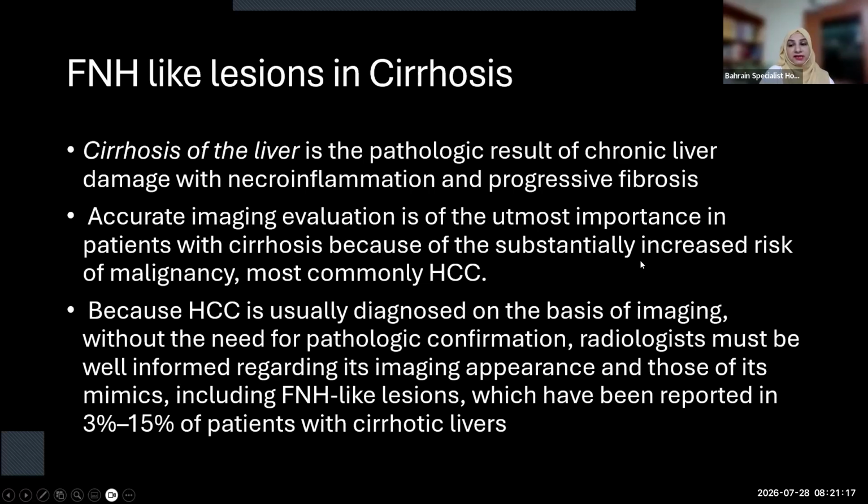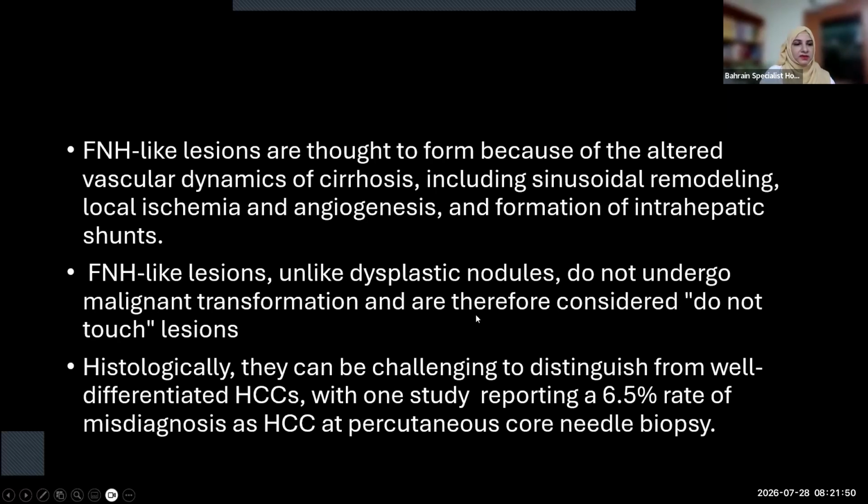Accurate imaging evaluation is important because patients with cirrhosis are prone to have hepatocellular carcinoma. As hepatocellular carcinoma can be confidently diagnosed on imaging and there is no requirement for biopsy as such, a radiologist must know the characteristic imaging features of hepatocellular carcinoma and this FNH-like lesion, so he can confidently differentiate between these two. Having said that, the overlapping features and the atypical behavior of both the lesions should also be well known by the radiologist, so there is no misleading diagnosis in such cases.